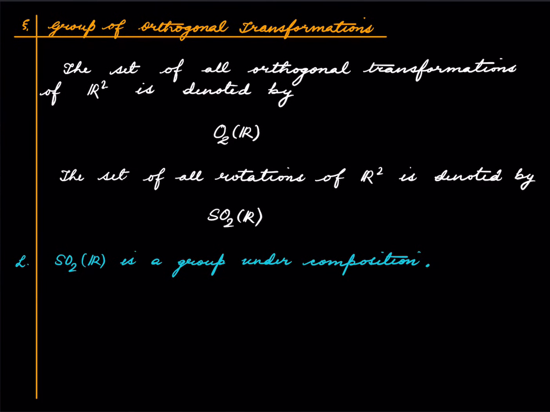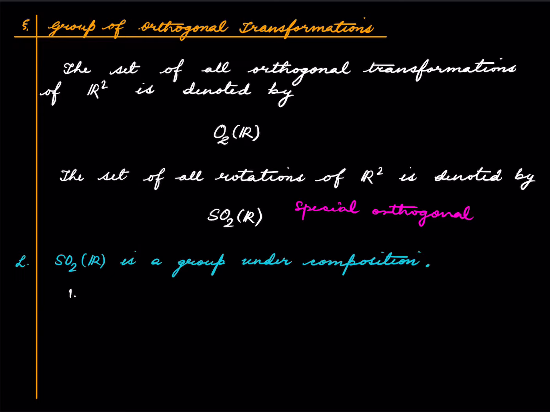So the set of all the orthogonal transformations of R2 is denoted by the symbol O2(R). O stands for orthogonal, 2 is for the dimension that we are in, 2 dimensions, and R is the base field, so to say. The set of all the rotations of R2 is denoted by SO2(R). This is also called the special orthogonal group. SO stands for special orthogonal. So the first thing we want to note is that SO2(R) is actually a group. And this is very simple.